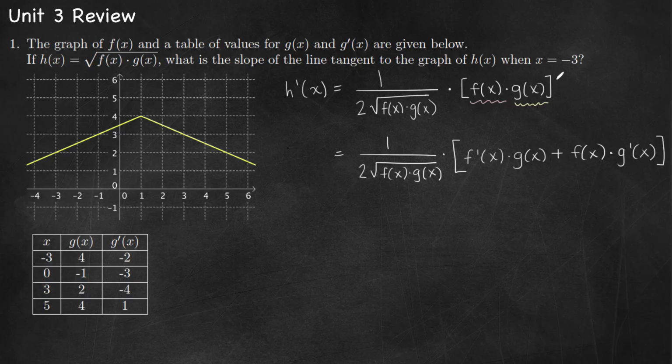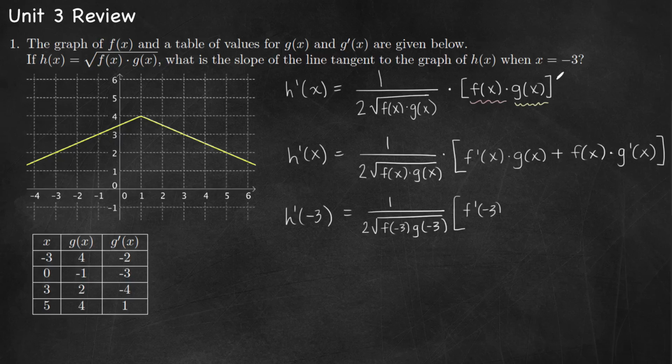Okay, now that is the derivative of h of x, that's h prime of x. And we specifically want the slope of the line tangent to h of x when x is negative 3. So now we're going to substitute in negative 3 for x. So we've got 1 over 2 times the square root of f of negative 3 times g of negative 3 times f prime of negative 3 times g of negative 3 plus f of negative 3 times g prime of negative 3.